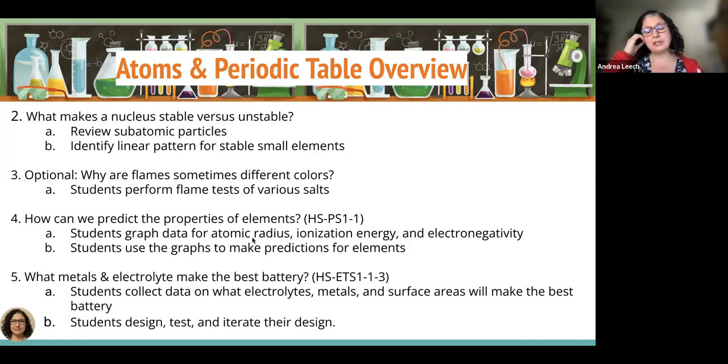And then we look at how we can predict the properties of elements by graphing the data for the atomic radius, ionization energy, and electronegativity, and use those graphs to make predictions about the properties of elements where we don't know the ionization, atomic radius, and electronegativity. And finally, we finish off with what metals and electrolyte make the best battery, and that's our battery engineering project. So students collect data on what electrolytes, metals, and surface areas make the best batteries, and then they get a chance to design, test, and reiterate their design to make an even better battery.